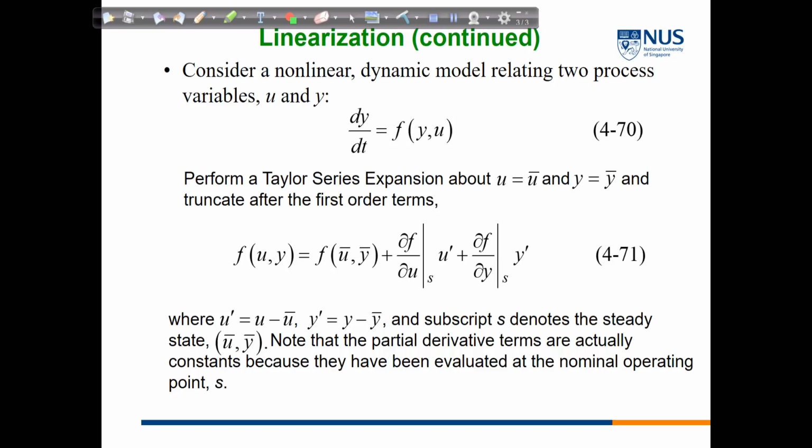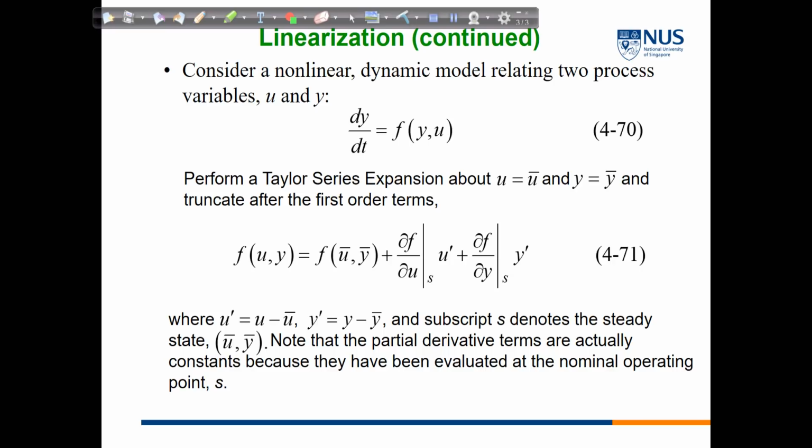If we consider a nonlinear dynamic model relating two process variables, which are the input u and output y, and the system has the dynamic behavior dy/dt to be a nonlinear relationship with respect to u and y. If we perform a Taylor series expansion about u bar and y bar, we need to select this operating condition u bar and y bar, and then conduct this expansion. We only consider the first order terms here and neglect the higher order terms.